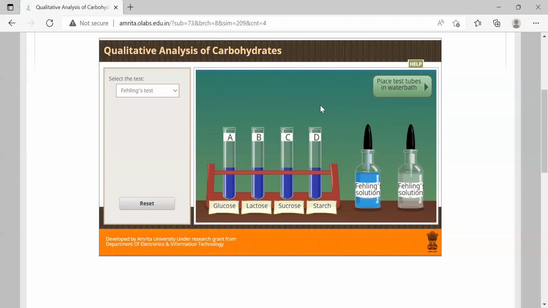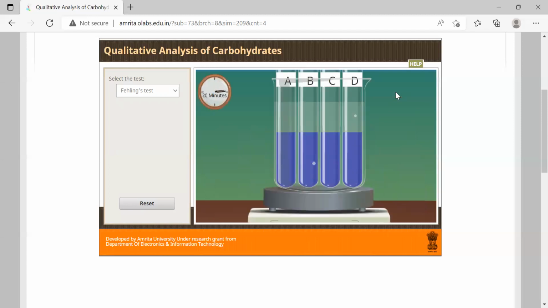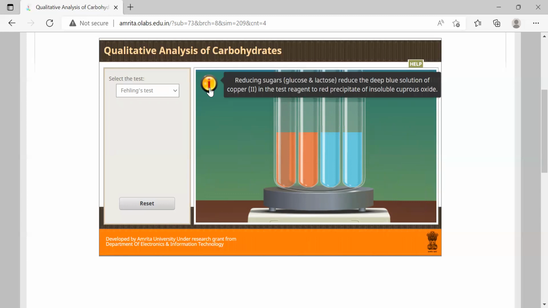Now the samples are going to be put in a water bath. If we were doing this in the laboratory, we need to boil our samples for at least 20 minutes. But you can see here that the creation of that orange color product represents the 2 samples that contain reducing sugars. And by clicking the I icon, we can see that specifically glucose and lactose are the reducing sugars.